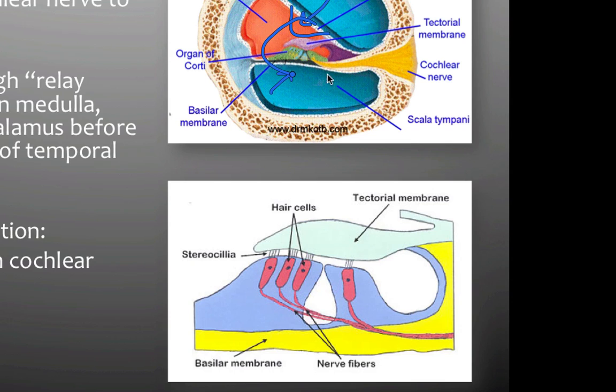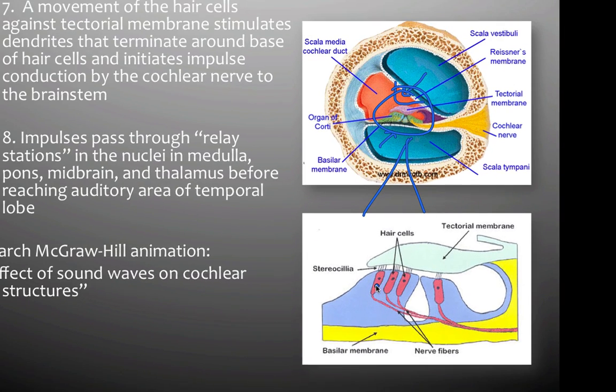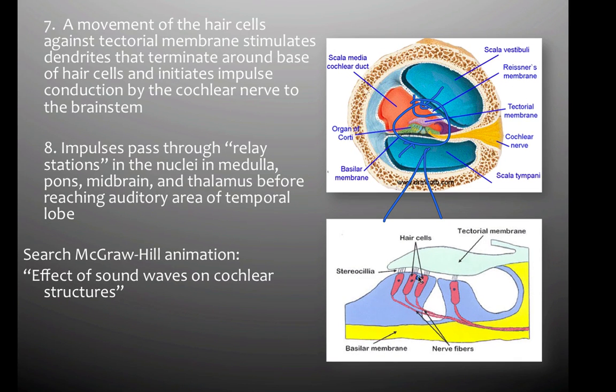If we take a close-up look of this structure right here, you can see that these nerve fibers are connecting to nerve cells that have stereocilia on the top. And these little hairs, when they are pressed against the tectorial membrane, are going to fire their action potential. It's going to open the sodium gates, allowing for nerve impulses to travel down the nerve fibers and eventually reach the brain.